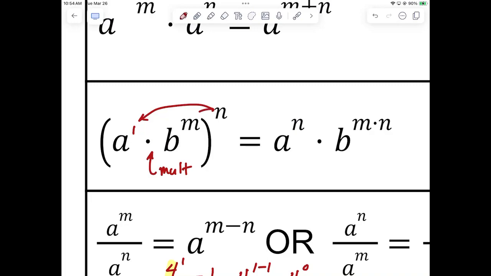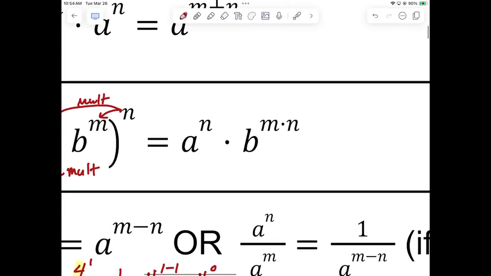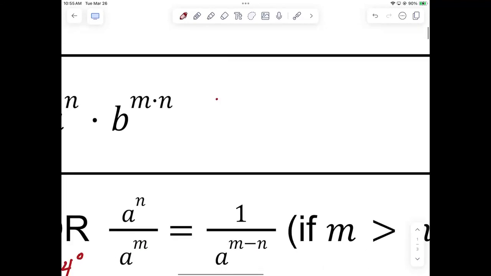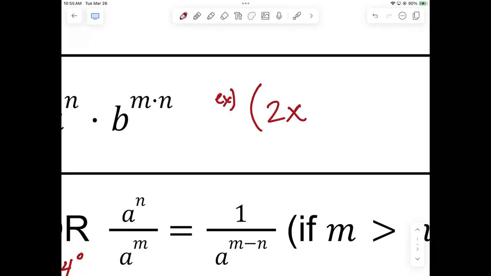And we distribute. We multiply. When you raise a power to a power, you multiply. And every factor's exponent is going to get multiplied. So it would become a to the 1 times n, which is a to the n, times a to the m times n, which is mn. Okay? Let's try it out. Example. Let's try 2x to the 3rd, y to the 7th, all to the 3rd power.